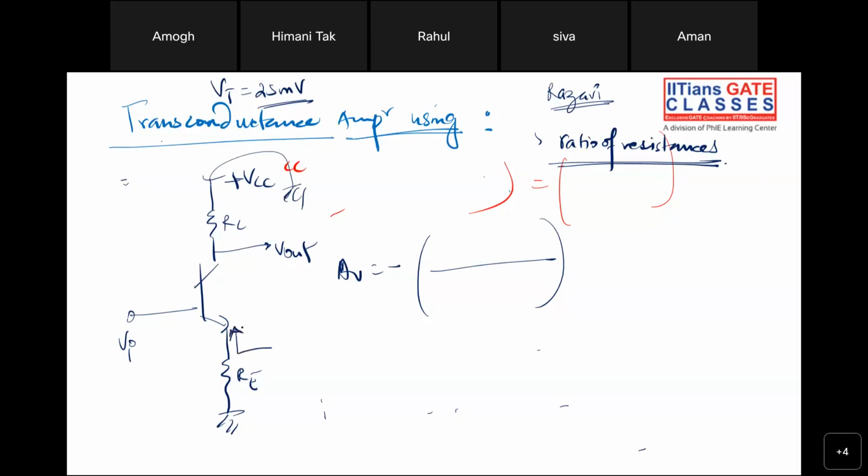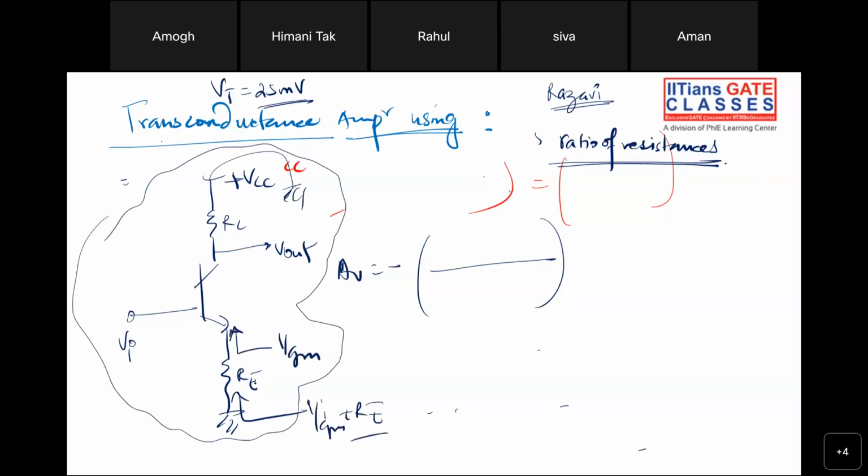if you see the resistance from here, it will be 1 by gm, and if you see the resistance from here, it will be 1 by gm plus RE. So what kind of circuit is this? This is the emitter degenerated circuit. Earlier emitter resistance was not there, but now emitter resistance is there. So what is the advantage or disadvantage of having RE or not having RE? These things you must know. If RE comes into the picture, what problem will be there? All these things.